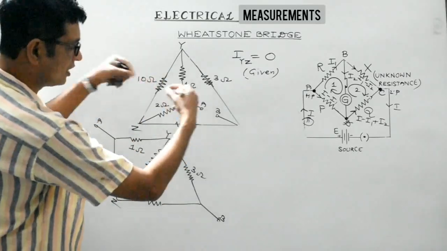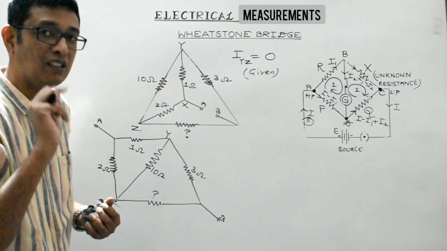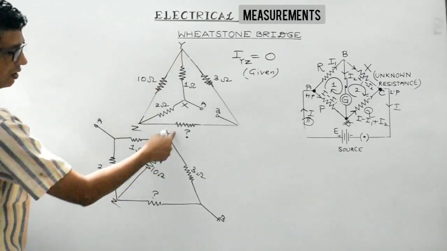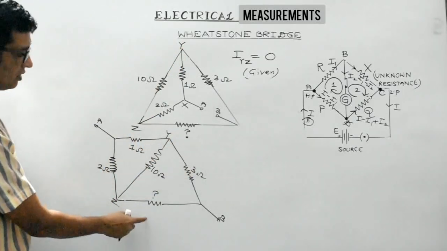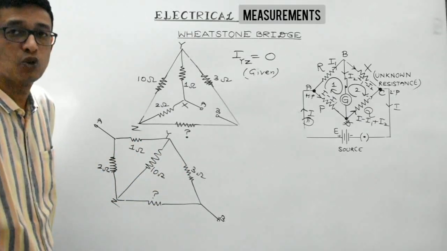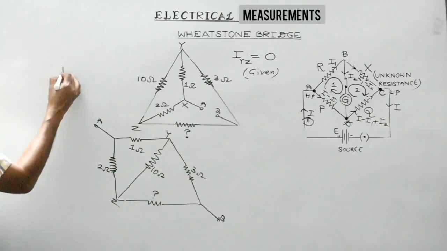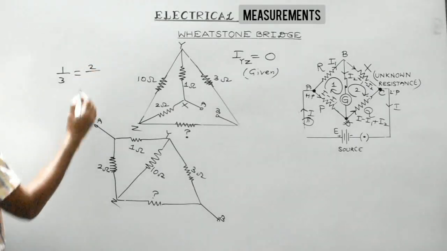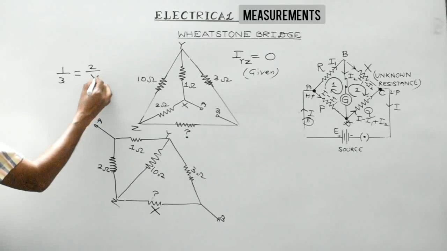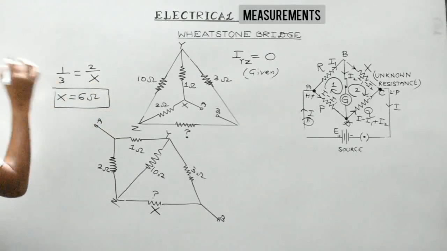So first convert it into a conventional bridge, isn't it? Thereafter check for its balanced condition. Since no current flows through this branch, therefore the bridge must be balanced. This is P, this is Q, this is R, this is X. These are the ratio arms. They are proportional, isn't it? So since the bridge is given to be balanced, therefore 1 by 3 would be equal to 2 by, suppose its value is X. So X would be equal to 6 ohm. This will be the answer.